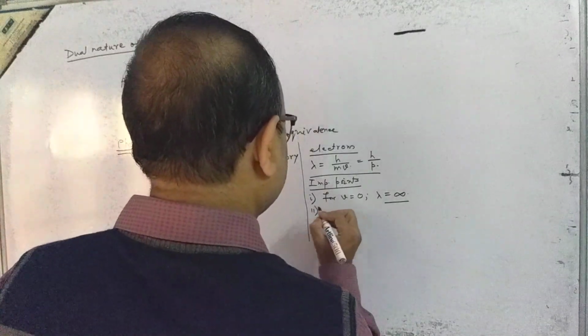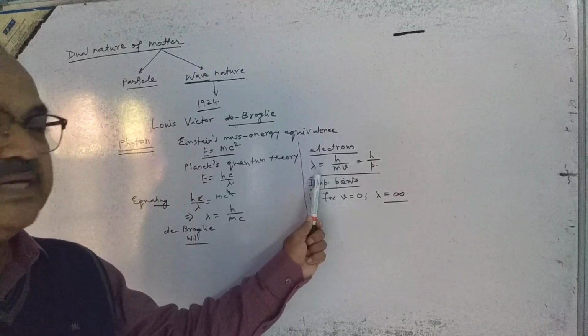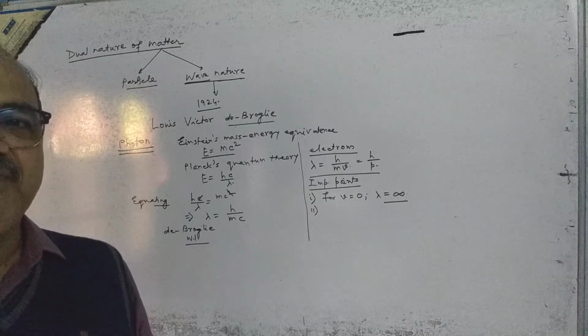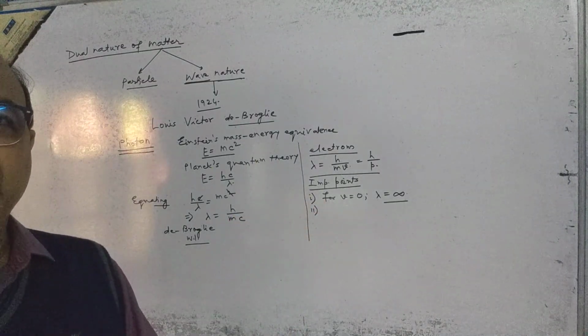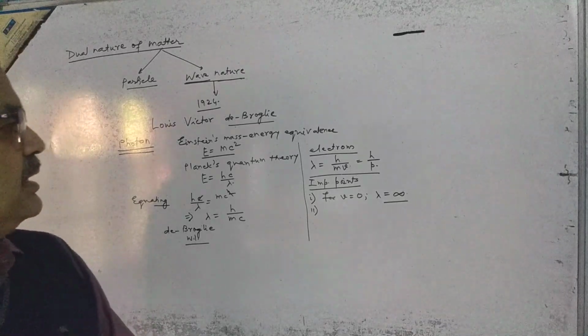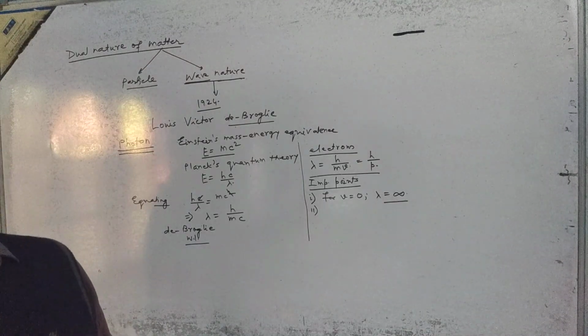Second point, you can write: de Broglie wavelength is independent of the charge of the particle. It is independent of the charge of the particle.